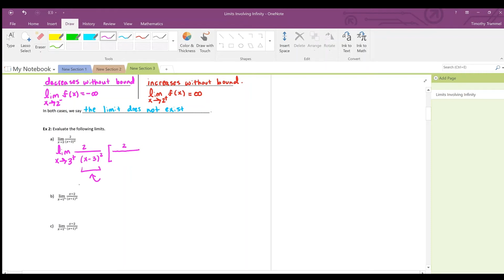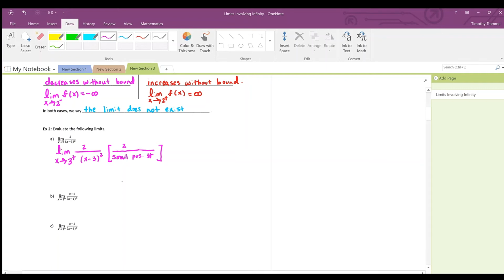But the point is it's some small number squared. So we have 2 over some small positive number. And so you could imagine this small positive number, the closer we get to 3, okay, it's getting smaller and smaller and smaller. So we have 2 over this denominator that's getting smaller and smaller and smaller. This is going to create a very large number.